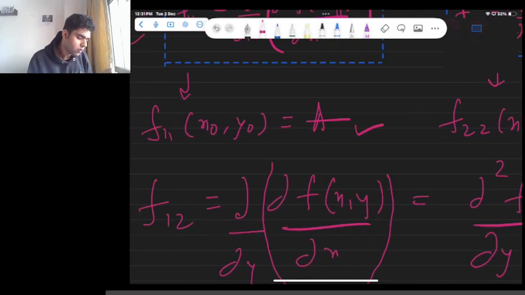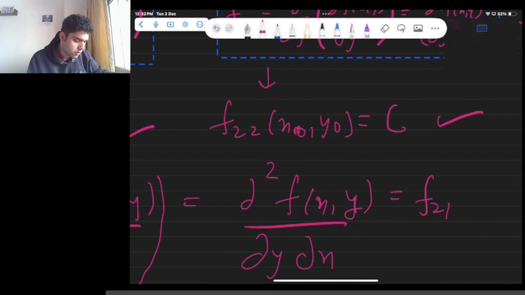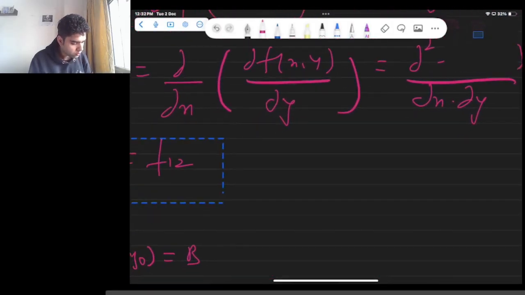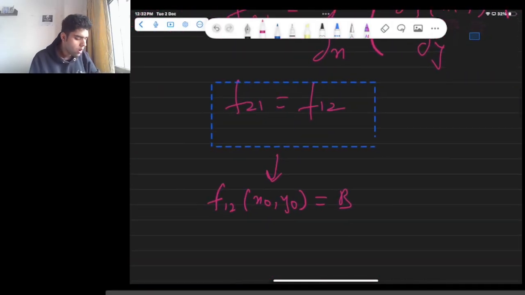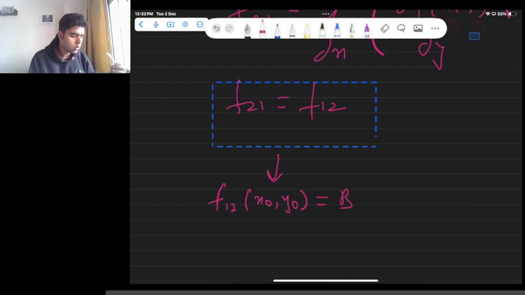After you have found the second order partial derivative with respect to x and you substitute the interior stationary points, you get a. After you have found the second order partial derivative with respect to y, you substitute your stationary point, you get c. And after you have found your cross partial derivatives with respect to x and then y, or then x, both are equal, and you substitute your interior stationary point, then you get b, right?